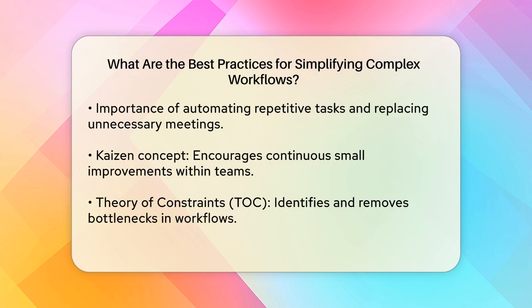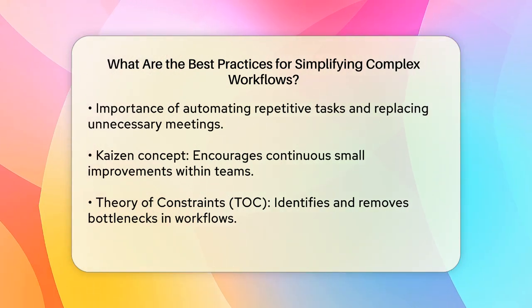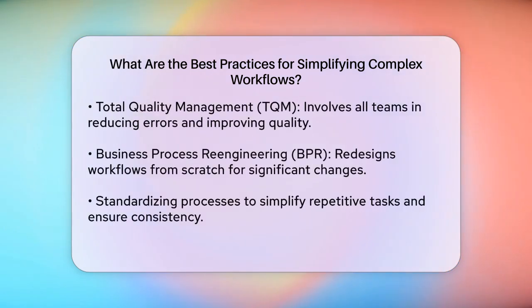Identifying and removing bottlenecks is also crucial. The theory of constraints, TOC, helps you find the biggest limiting factors in your workflow and test ways to remove them. For instance, if collecting feedback from multiple people is a bottleneck, reduce the number of reviewers or set deadlines to speed up the process.